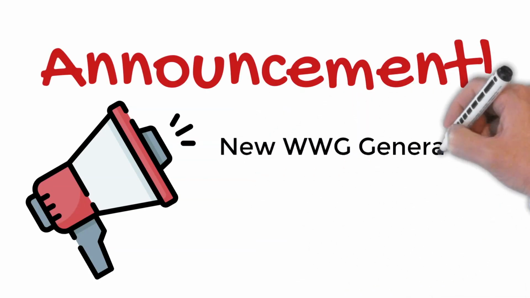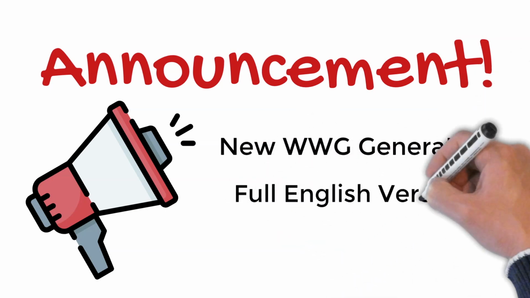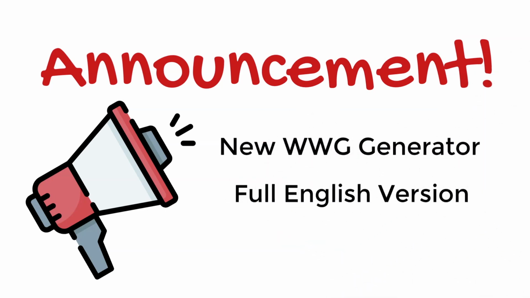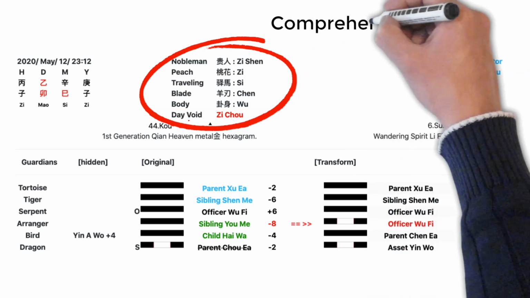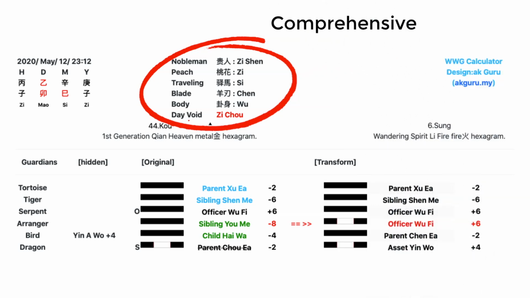What is up? Today I got an announcement that we just got a new Wen Wang Gua generator that is in the full English version. And this new Ching Wen Oracle generator has all the stars that we need. It is a customized generator for our school, but anyone still can use it as it is now a much comprehensive system. It is very good news for any students or users that only understand English.